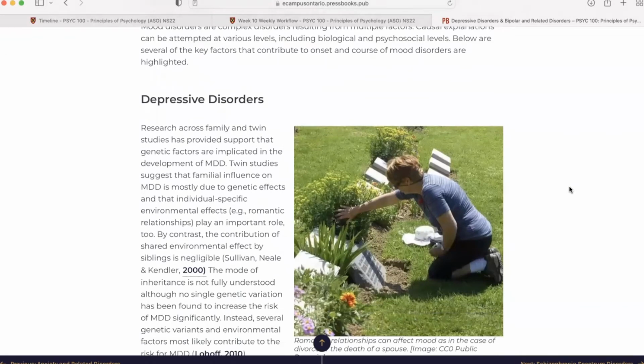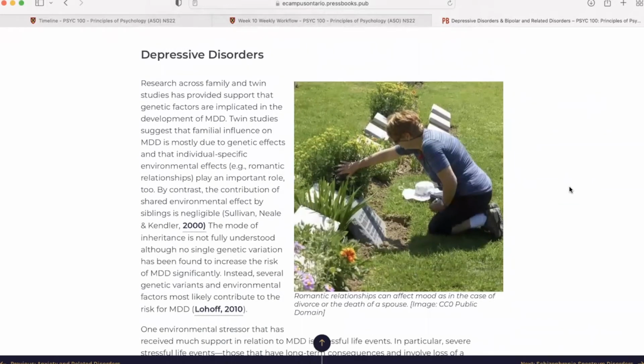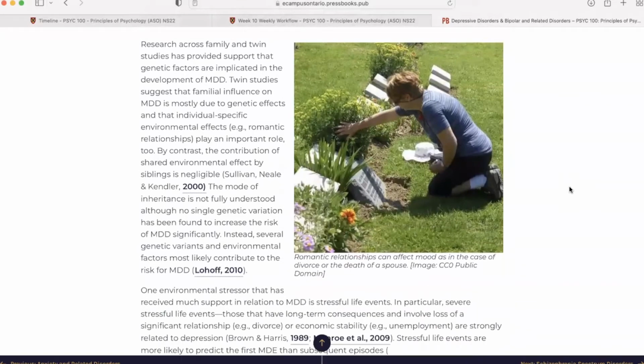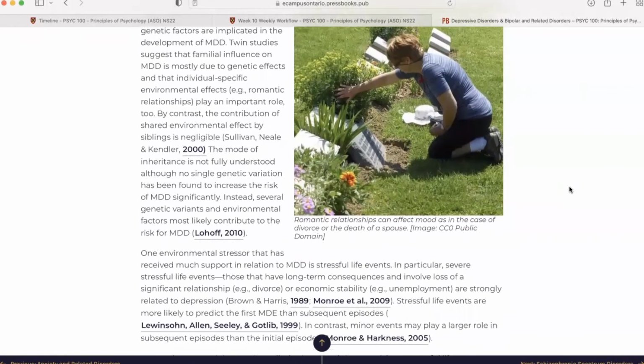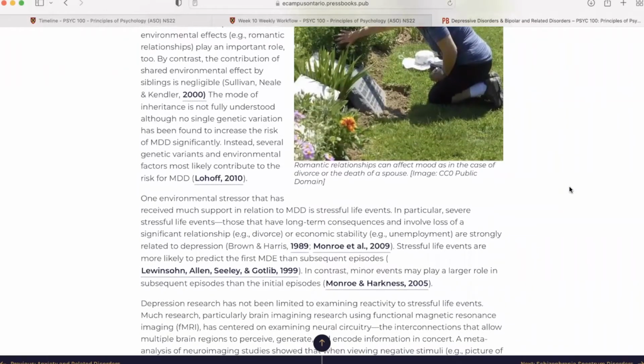Depressive disorders. Research across family and twin studies has provided support that genetic factors are implicated in the development of MDD. Twin studies suggest that familial influence on MDD is mostly due to genetic effects and that individual-specific environmental effects, for example, romantic relationships, play an important role too. By contrast, the contribution of shared environmental effect by siblings is negligible. The mode of inheritance is not fully understood, although no single genetic variation has been found to increase the risk of MDD significantly. Instead, several genetic variants and environmental factors most likely contribute to the risk for MDD.